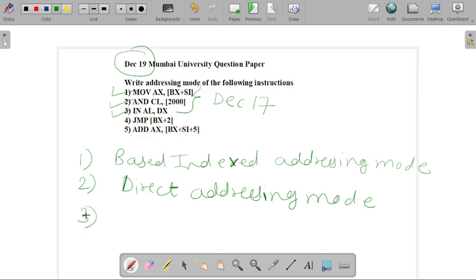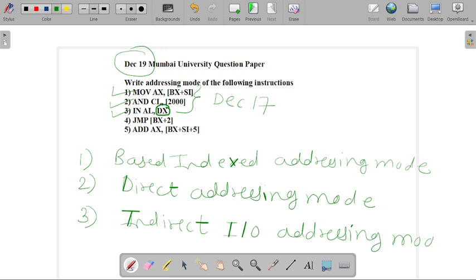In the third question, there is an input output addressing mode, and we have taken here the DX register, and the DX value will be loaded into the contents of the AL register, so this type of addressing mode will be indirect addressing mode, that is indirect input output addressing mode. So these three questions are repeated in December 17 as well as in December 19.